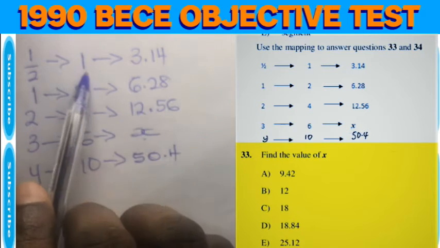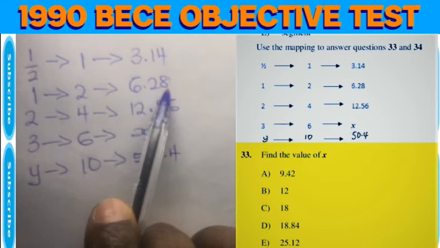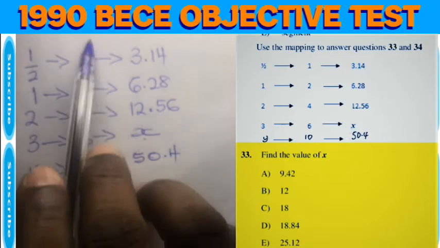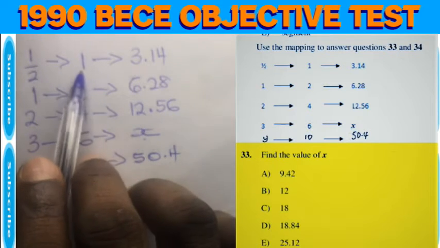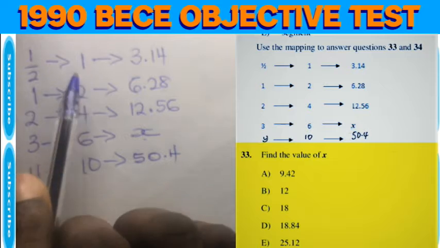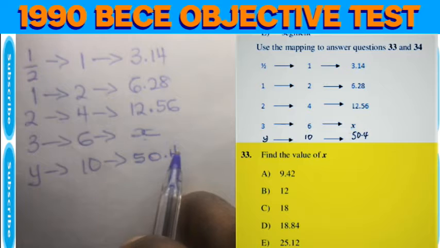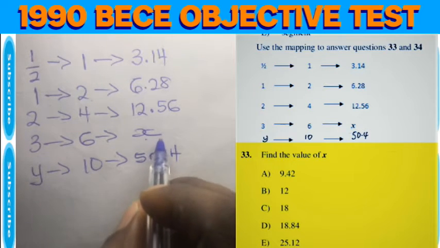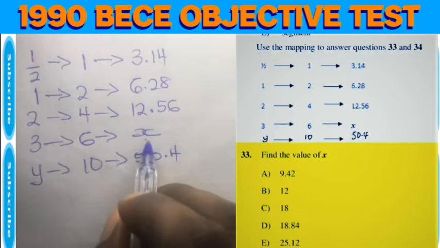And then over here, when you have 1, it is 3.14. When you have 2, it is 6.28. When you have 4, it is 12.56. So let's find the value of x. So between this and that, let's take this as the domain and this as the codomain, all right? When you take every one, it is 3.14. So if every single one is 3.14, then what will be the value of x?